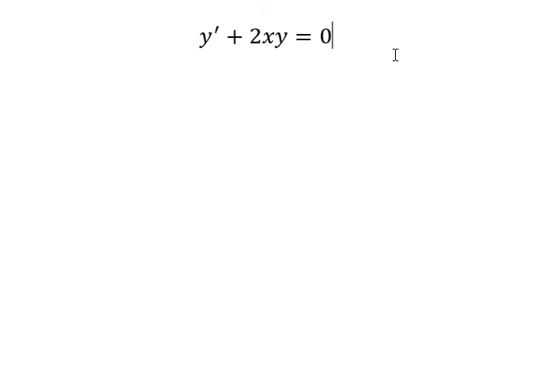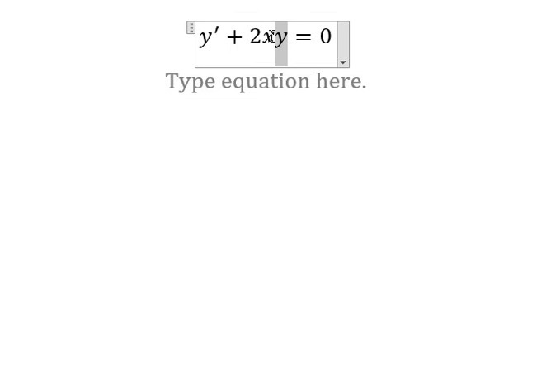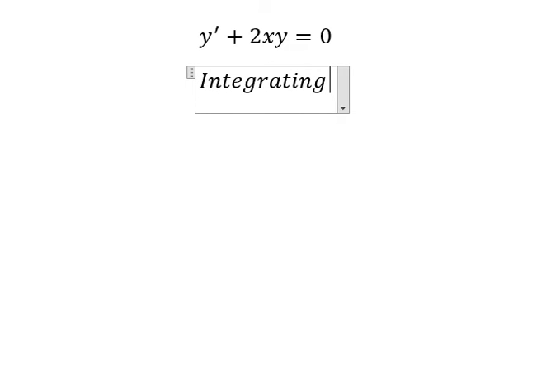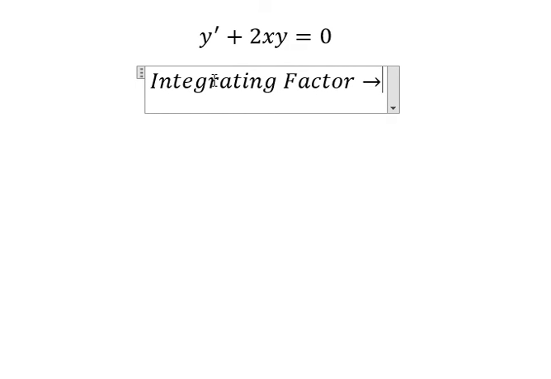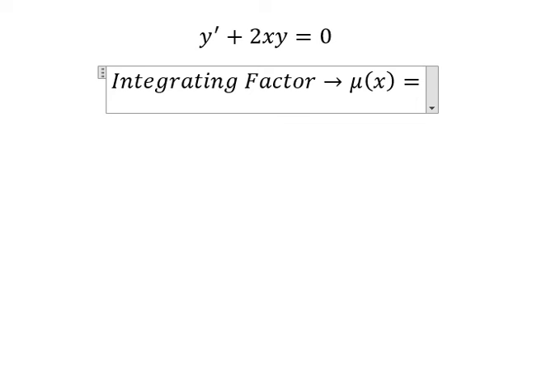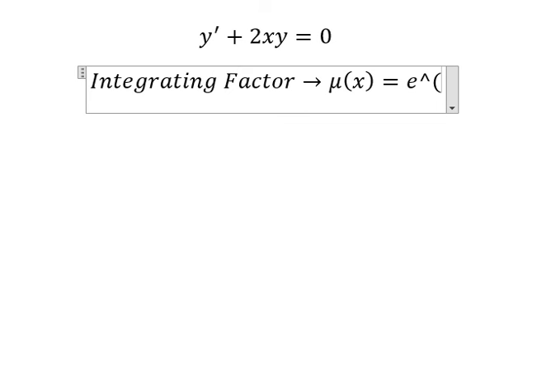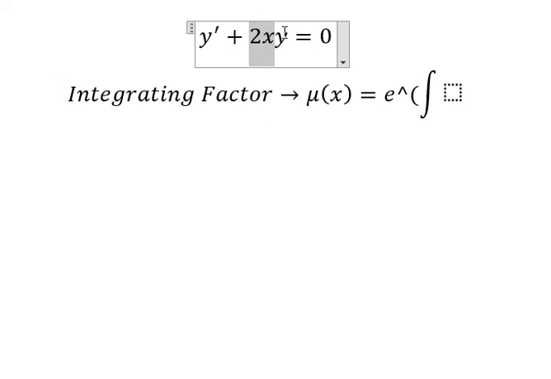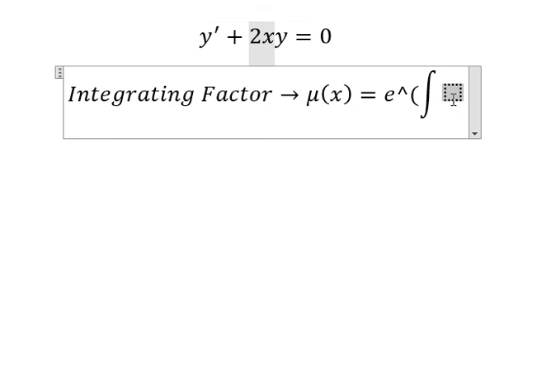So now I will show you how to answer. We have y and the first derivative of y. So we can use an integrating factor. So we need to find mu of x equals e to the power of the integration. We see that 2x next to y, that is the integrating factor.